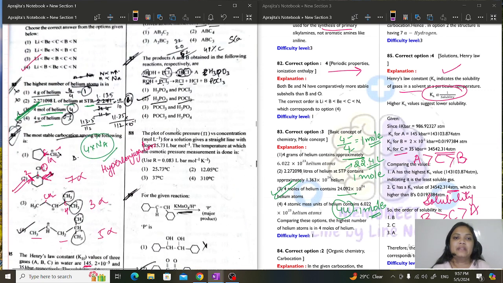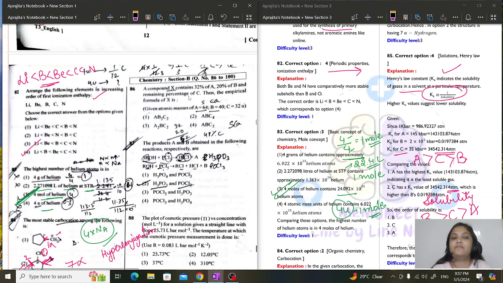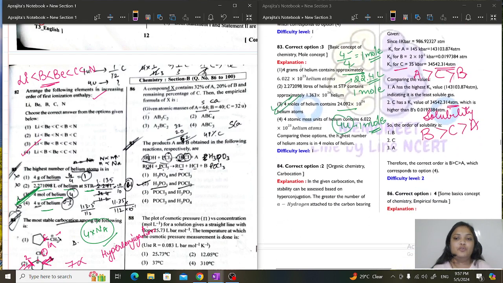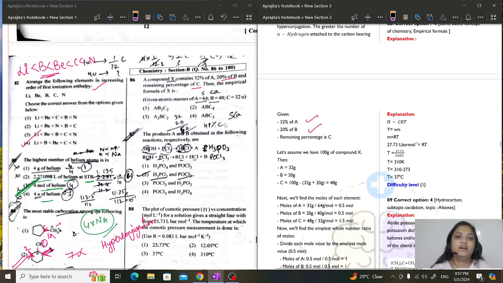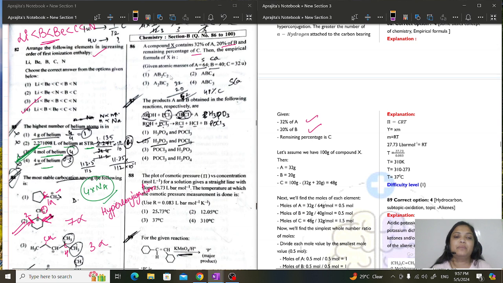Next question number 86. This is from section B. A compound X contains 32% of A, 20% of B and the remaining is C. We need to tell the empirical formula. Atomic masses are given. Let's say we are having 100 grams of the compound. So A is 32 grams, B is 20 grams, and then C would be 48 grams.